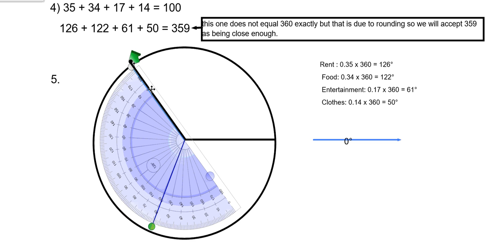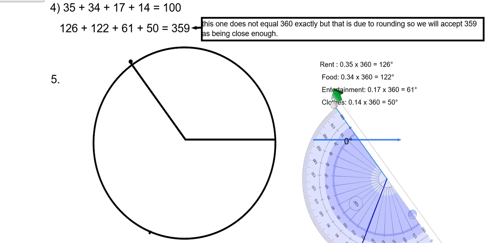Remember, when you're reading your protractor, you're looking at the scale that starts with 0. So if your 0 is at the bottom, you're reading the numbers on the bottom. If your 0 is at the top, you're reading the numbers at the top. So I have 122 degrees right here. I'm going to make a little dot with it. Once again, remove your protractor. Draw your line using a straight edge, please, right back to the center point.